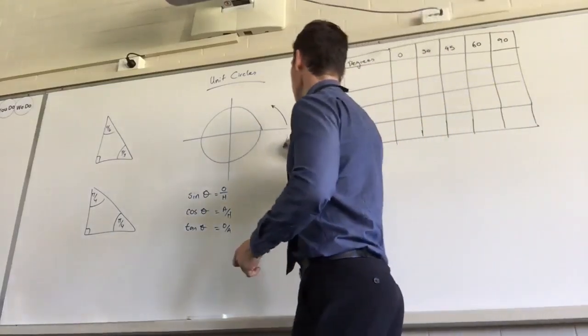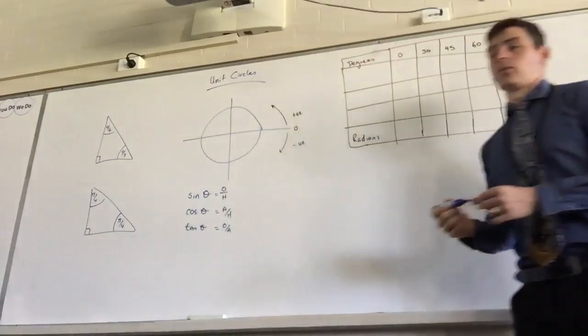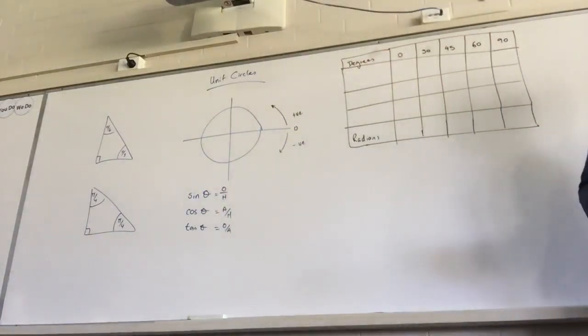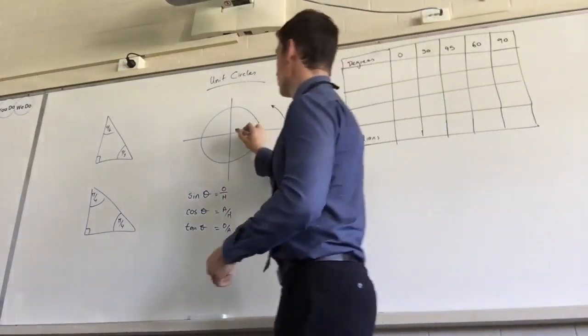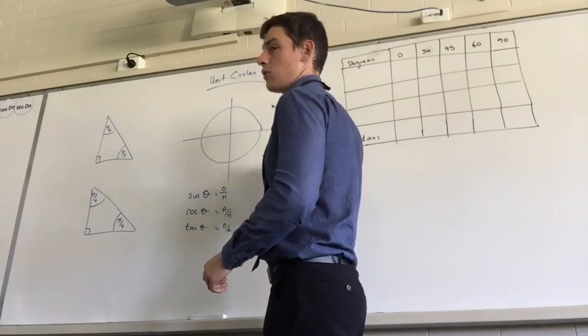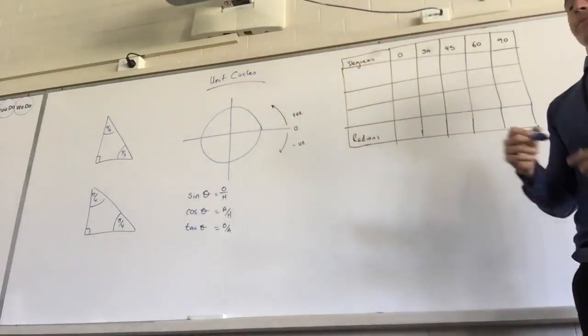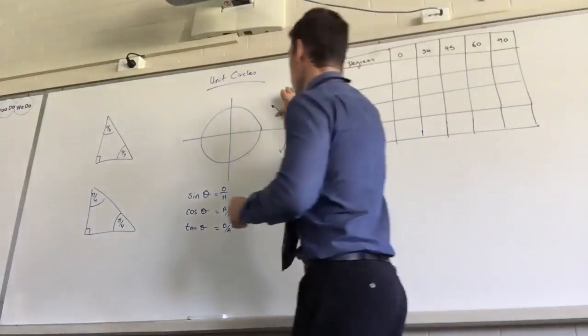Whereas negative values go clockwise. Cool? So if I had sine of pi on 6, it would go there. If I had sine of negative pi on 6, it would go there. Happy with that? So it's all about sine, cos and tan.